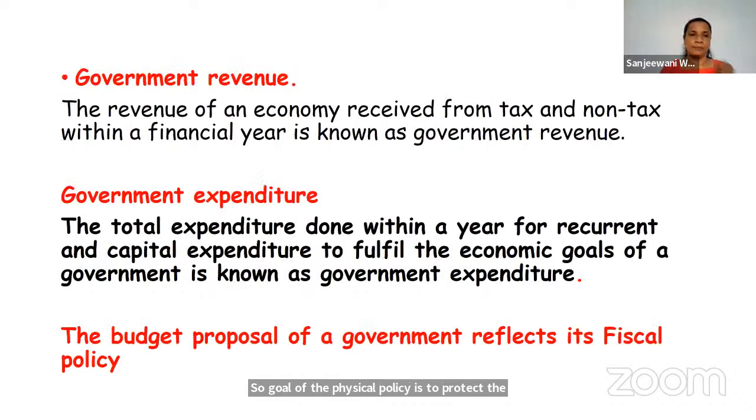Then government revenue. We'll see what government revenue is. How can the government receive income? From tax or non-tax, right? The main income of the government is tax and non-tax. There is a part that you get as taxes and a part that you get as non-taxes. We'll discuss that later. That is the government revenue, children. So what is government expenditure? The total expenditure done within the year for recurrent and capital expenditure, right?